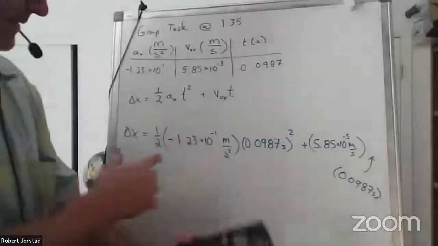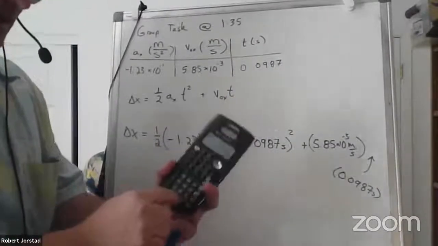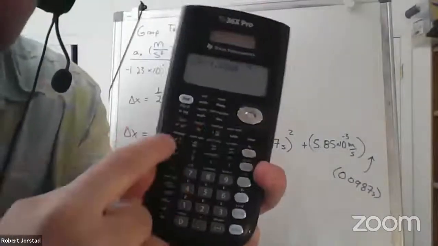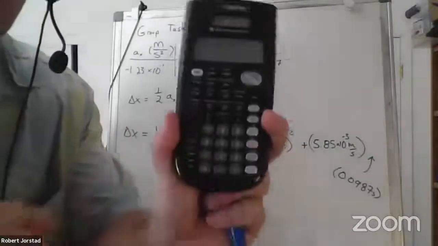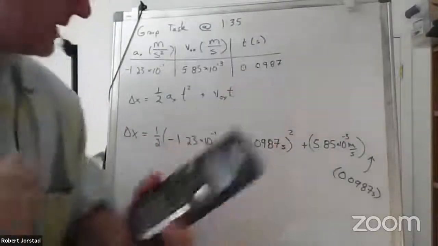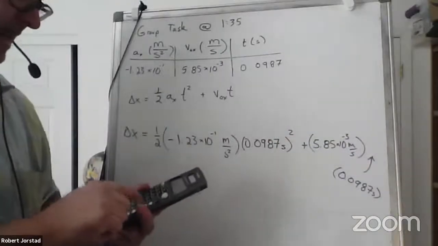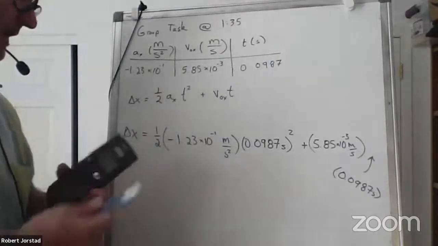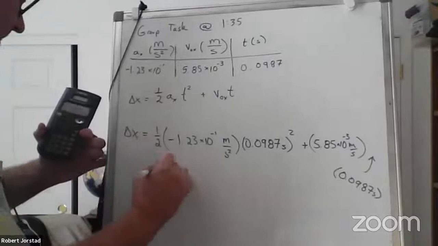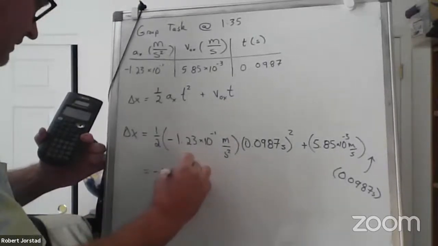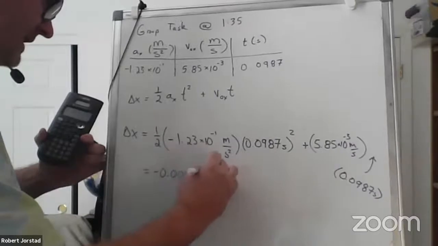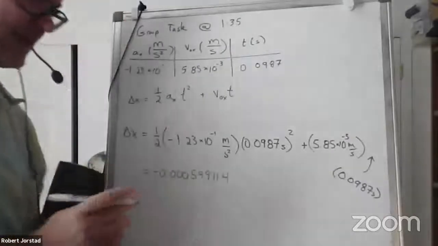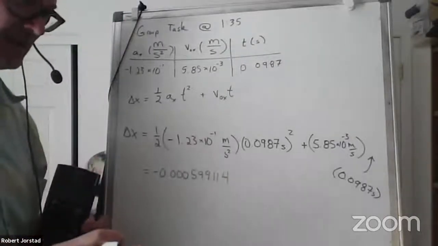So I got 0.5, right, times negative 1.23 EE negative 1. And remember, the negative and the minus sign are different on your calculators. You probably all know this. And then times 0.0987 squared. So hopefully you got this number. I'm just going to write this down here. Negative 0.000599114. Now, we could talk about the sig figs in just a second, but first, let's get the units right.